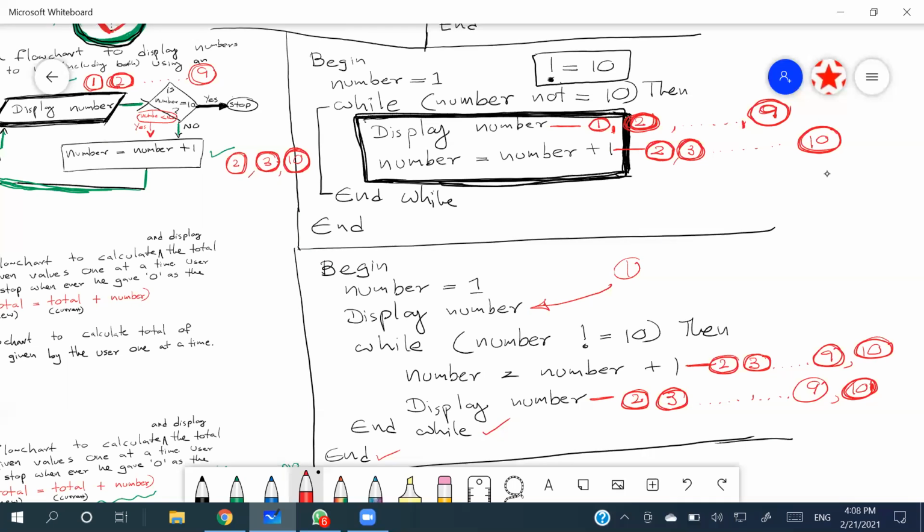So it's better you focus on that. Also, there should be two display numbers.